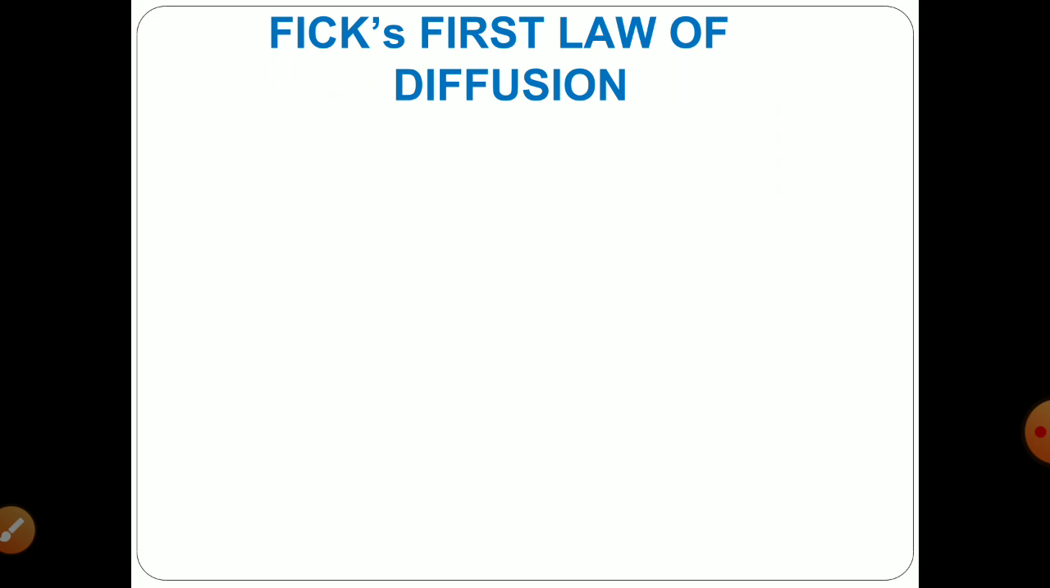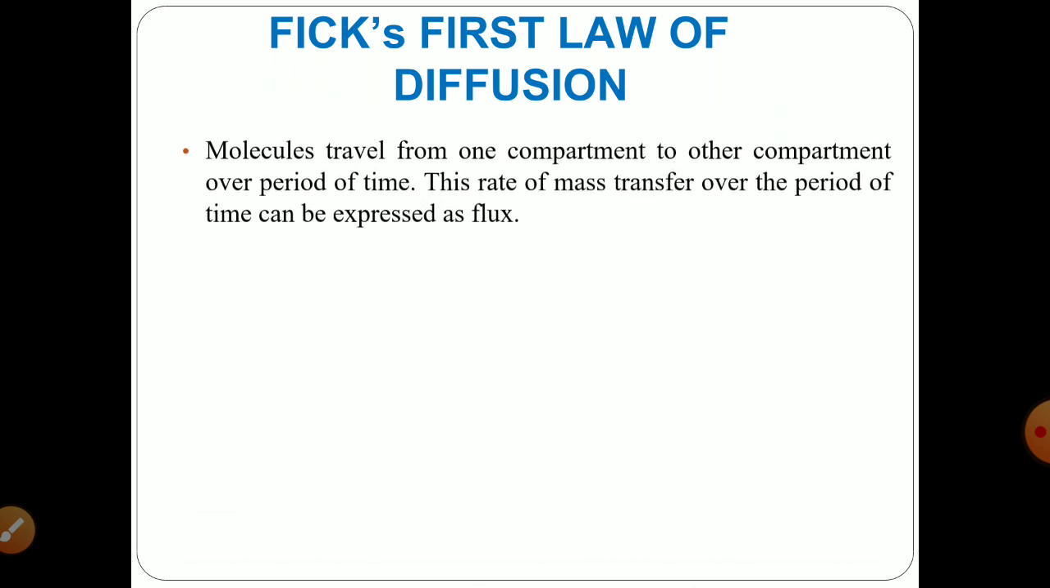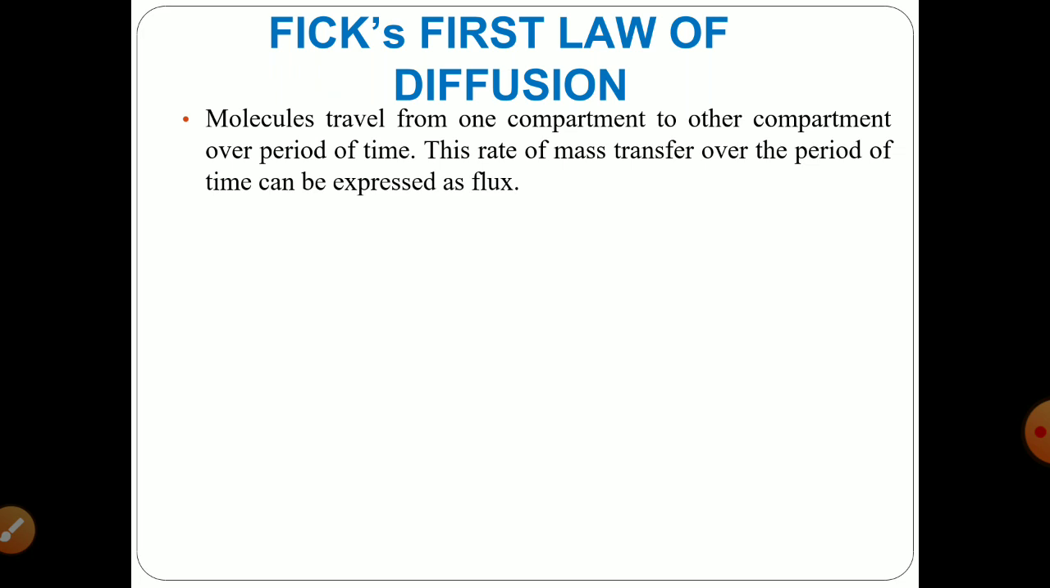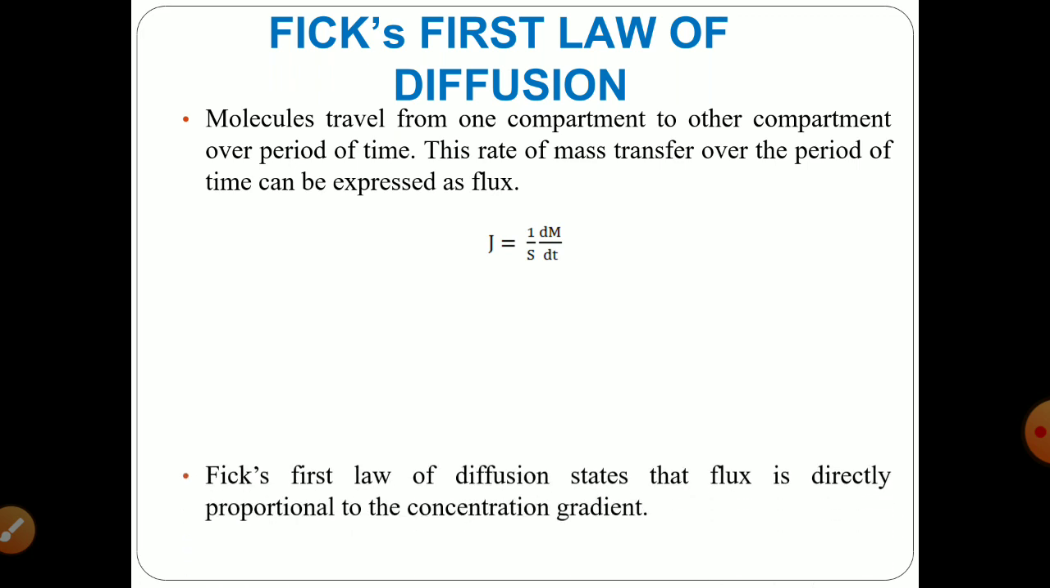First of all, Fick's first law of diffusion. The molecules travel from one compartment to another compartment over a period of time. So for the time being, the rate of mass transfer can be expressed as flux, where in this equation J stands for the flux, S stands for the barrier surface, the surface which needs to be overcome as a permeable membrane, which is in centimeter square. dM upon dt is the change in mass with change in time.